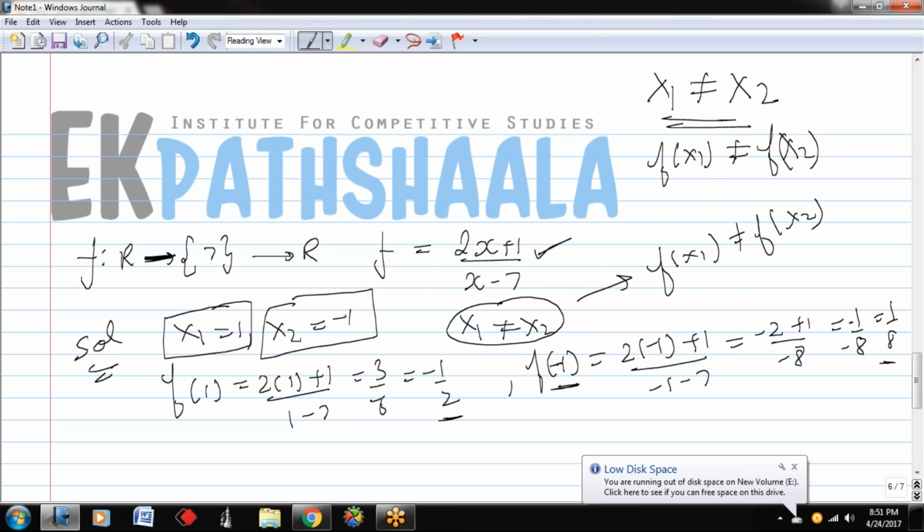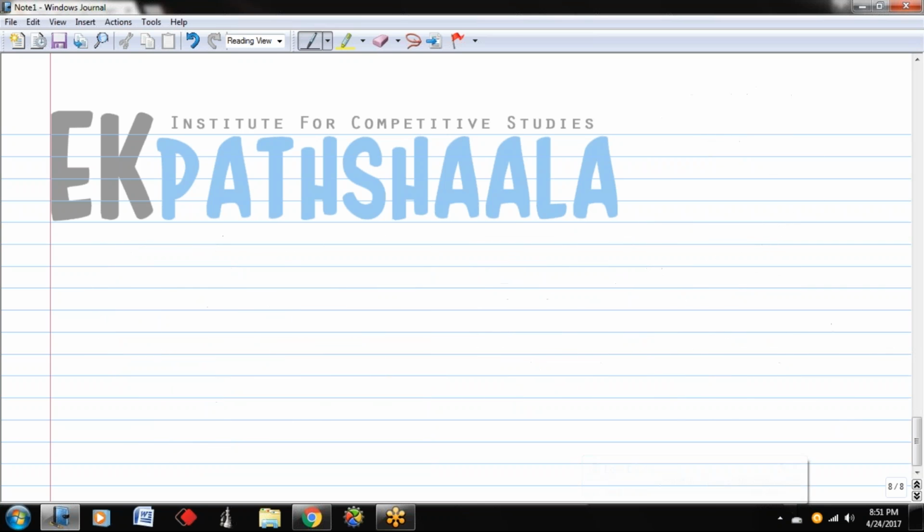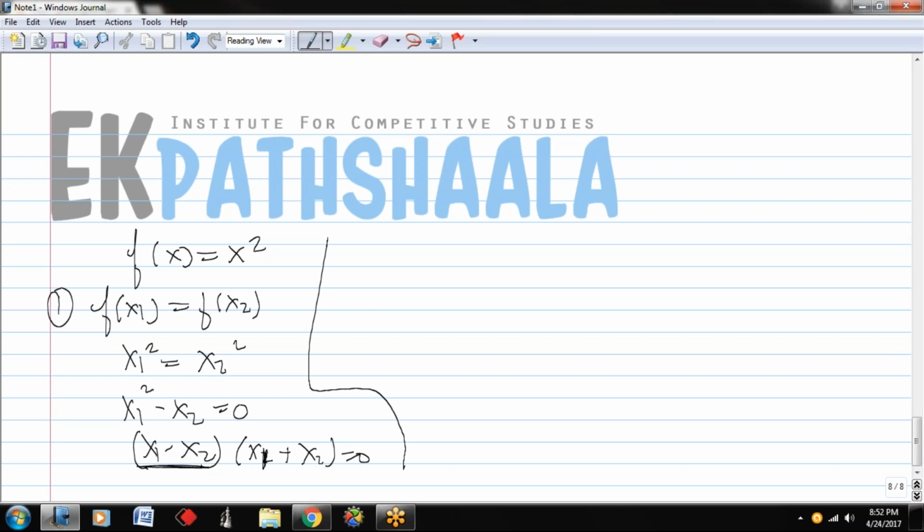If I go to the previous one, we did something with x square. Let us say for example, we'll try to do this one. f of x is equal to x square. Let us try it from the first method. First of all, f of x1 should be equal to f of x2. x1 square equals x2 square. x1 square minus x2 square equals 0. x1 minus x2, x1 plus x2 equals 0. From here, if I take this one, x1 minus x2 equals 0. That means x1 is equal to x2.